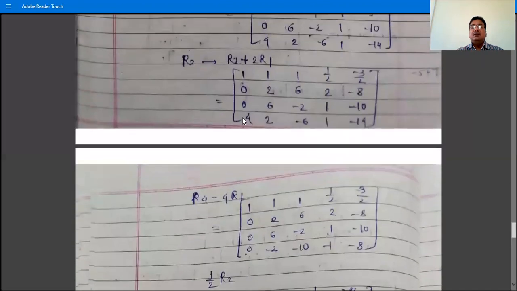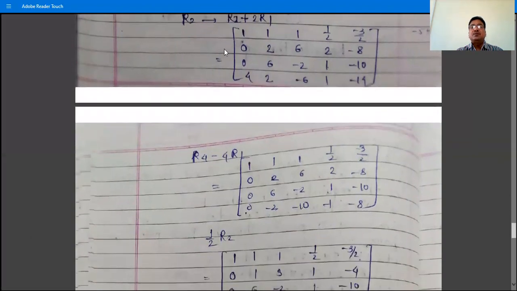Then reduce this element 4 to 0. For that, the operation is R4 minus 4 R1. There is a change in the fourth row. First row as it is, second as it is, third as it is, a change in the fourth row. So minus 4 plus 4 is 0. Minus 4 plus 2 becomes minus 2. Minus 4 minus 6 becomes minus 10. Then minus 4 into 1 half is minus 2, plus 1 is minus 1. And then minus 4 into minus 3 becomes plus 12, and minus 14... so plus 6 minus 14 is minus 8.